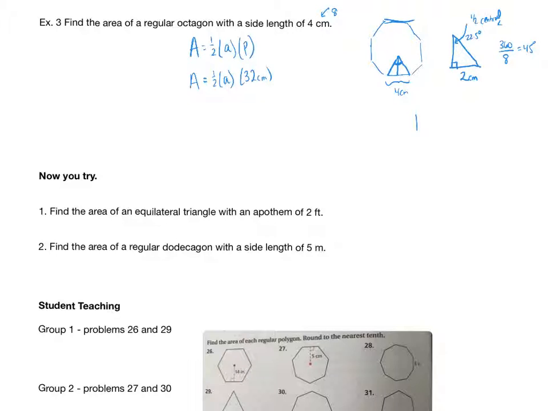So for the apothem, it's going to be tangent of 22.5 is equal to opposite 2 over the apothem A. And so when I calculate, I'm going to end up doing 2 divided by tan 22.5 and get that A is 4.83. So now I can plug that in. A equals 1/2 times 4.83 times 32, which is really like 16 times 4.83. 77.28 centimeters squared is the final area.